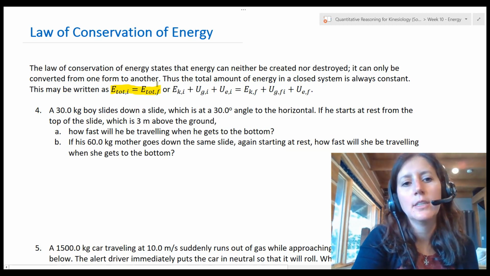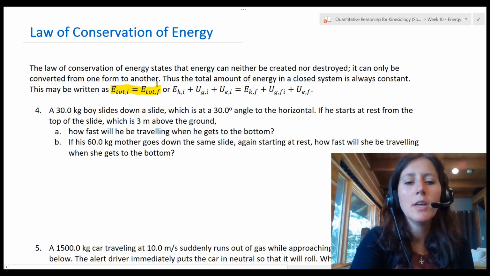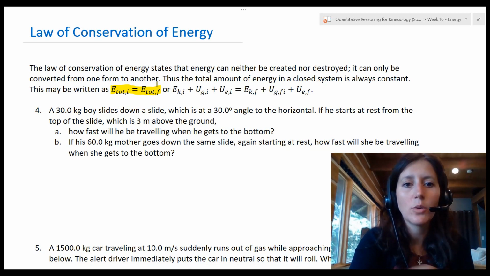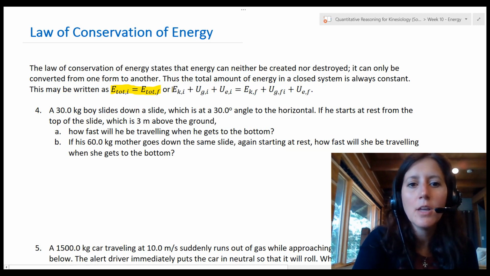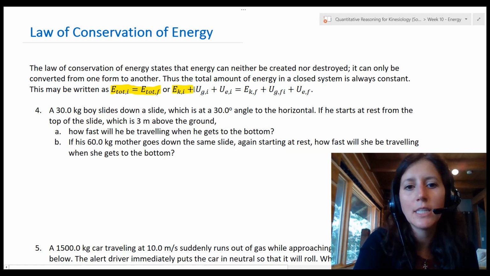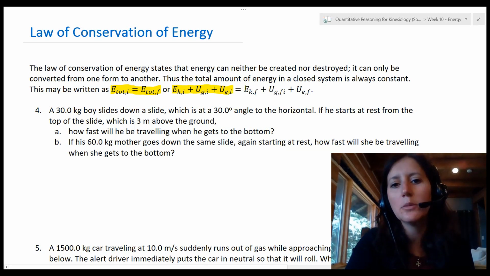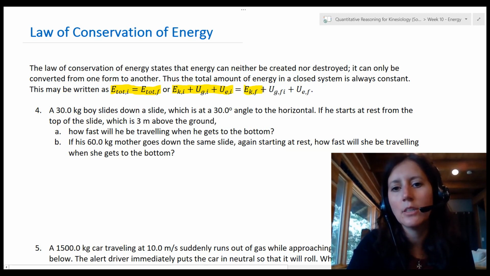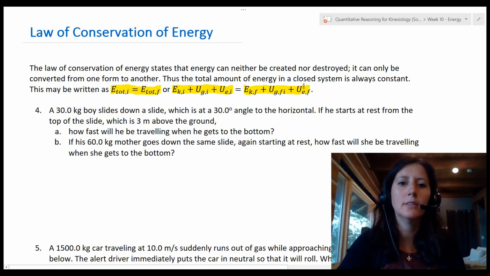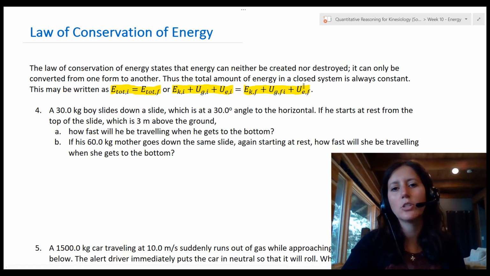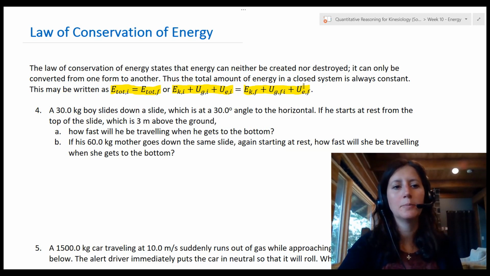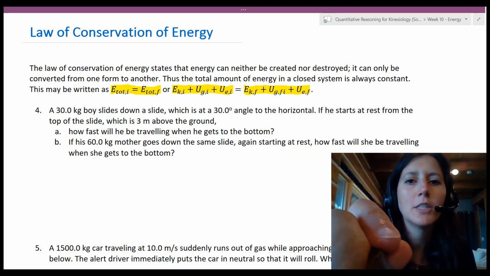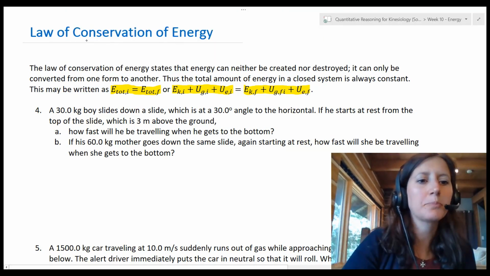Now we can split up the types of energy based on the ones that we're using in this course. So we have the sum of the kinetic energy, gravitational potential energy, and elastic potential energy initially has to equal the sum of the kinetic energy, gravitational potential energy, and elastic potential energy final. Okay, so the total energy that we have initially has to equal the total amount of energy we have final. So let's use that information to work on question 4.